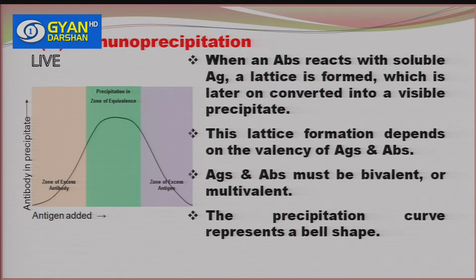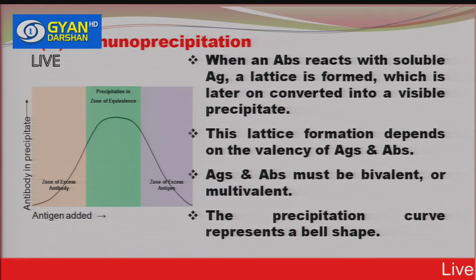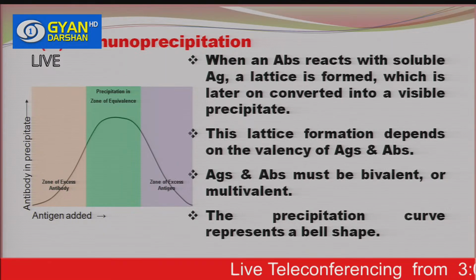Immunoprecipitation: when antibody reacts with soluble antigens, a lattice is formed which is later converted into a visible precipitate, and this lattice formation depends on the valency of the antigen and antibody. The valency is not only present in the antibodies, but also on the antigens. So it totally depends on the formation of bonds between the antigen and antibody. The antigen and antibody must be bivalent or multivalent, and the precipitation curve represents a bell shape.